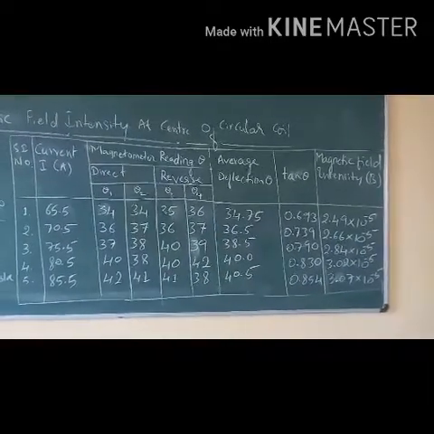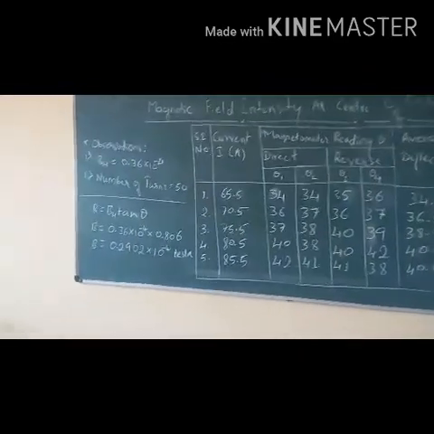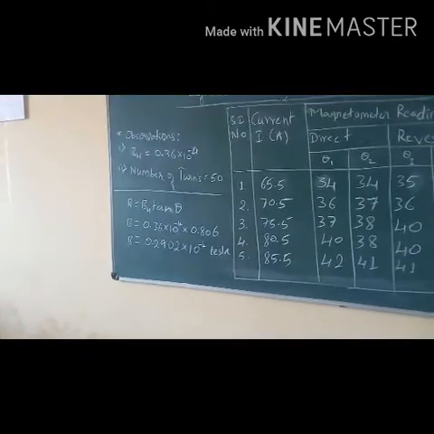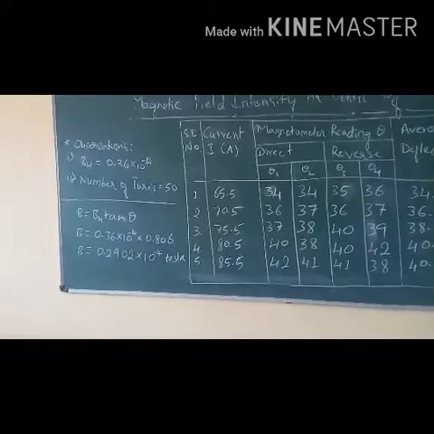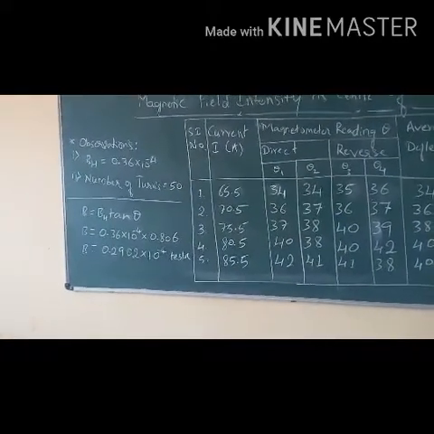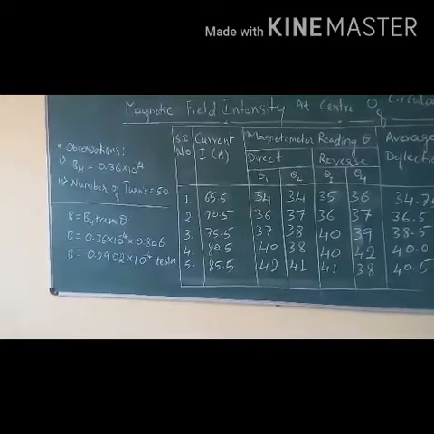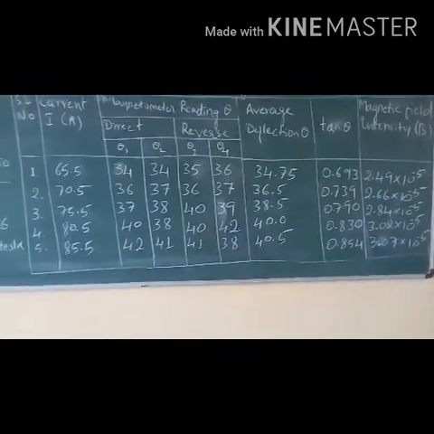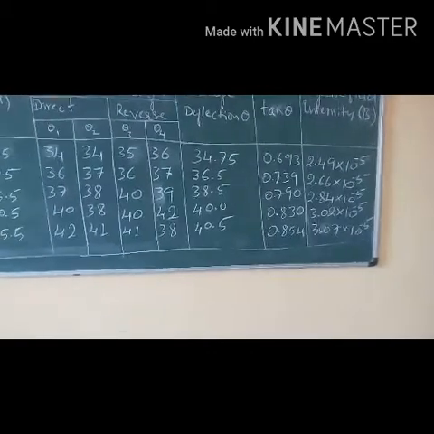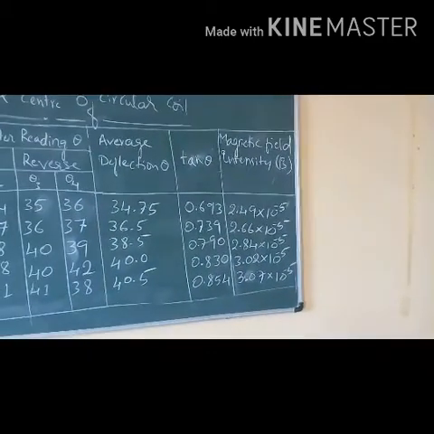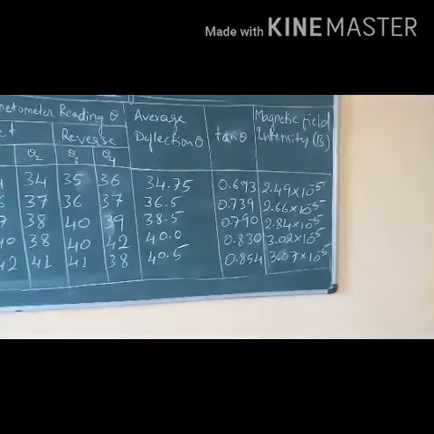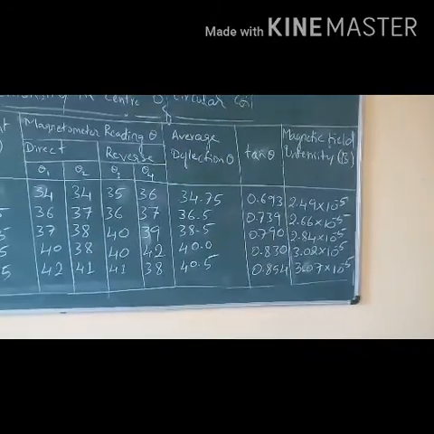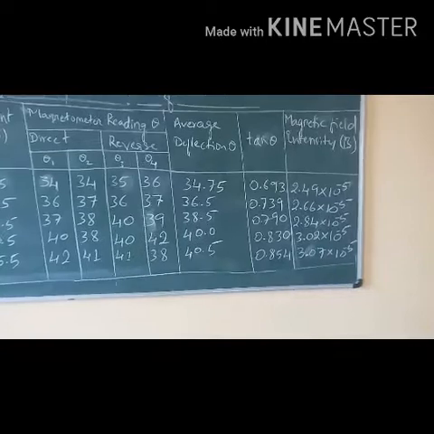and for the magnetic field intensity, here we have some observations and a formula. B is equal to BH tan theta, where BH is the horizontal component of the earth's field, that is 0.36 into 10 to the power minus 4, and the number of turns used in the coil is 50. In this way we have to calculate the next values, and finally we have to get the average of the magnetic field intensity. We have to add all the 5 values, 4.9 into 10 to the power minus 5, 2.66 into 10 to the power minus 5. All these values we have to add and divide.